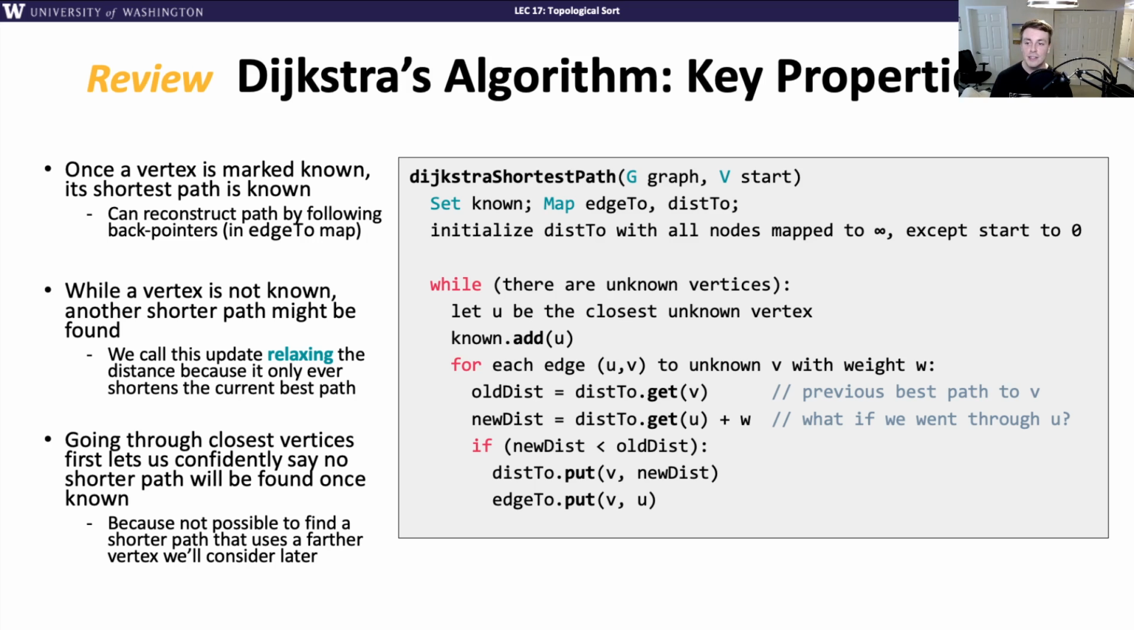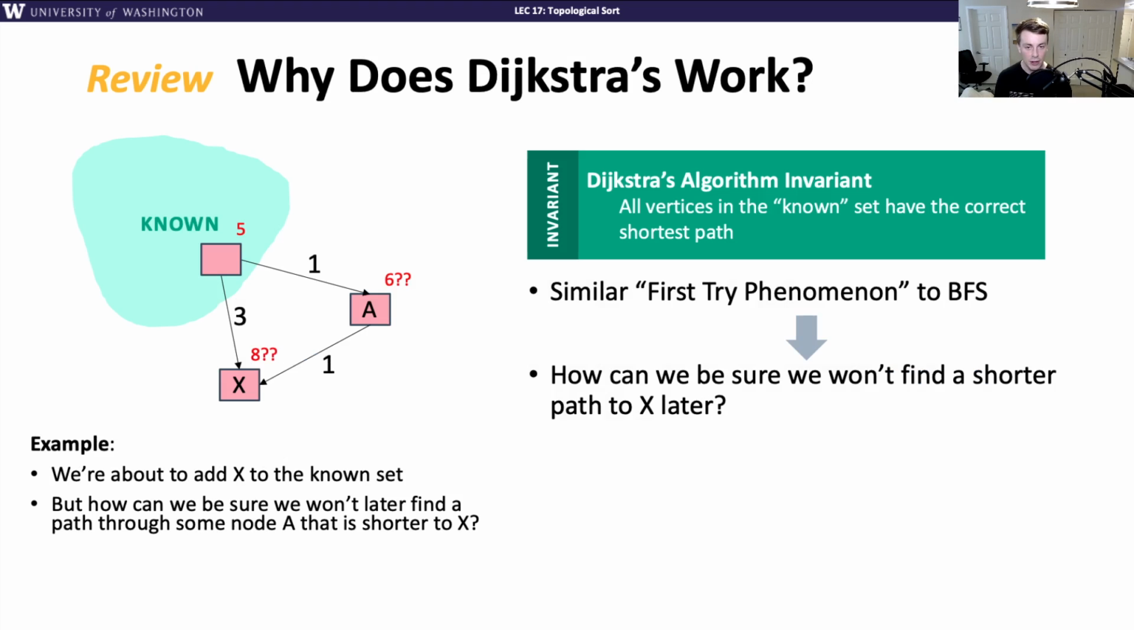is. And so the key thing that enables this is the fact that we go through the vertices in the perimeter based off the closest one. We always grab this closest vertex, and that guarantees for us that we're never going to find a shorter path later. And to understand that, we talked about Dijkstra's invariant, which was all vertices in the known set have the correct shortest path. And the way we maintain this invariant was always exploring nodes in the perimeter based off the closest distance.